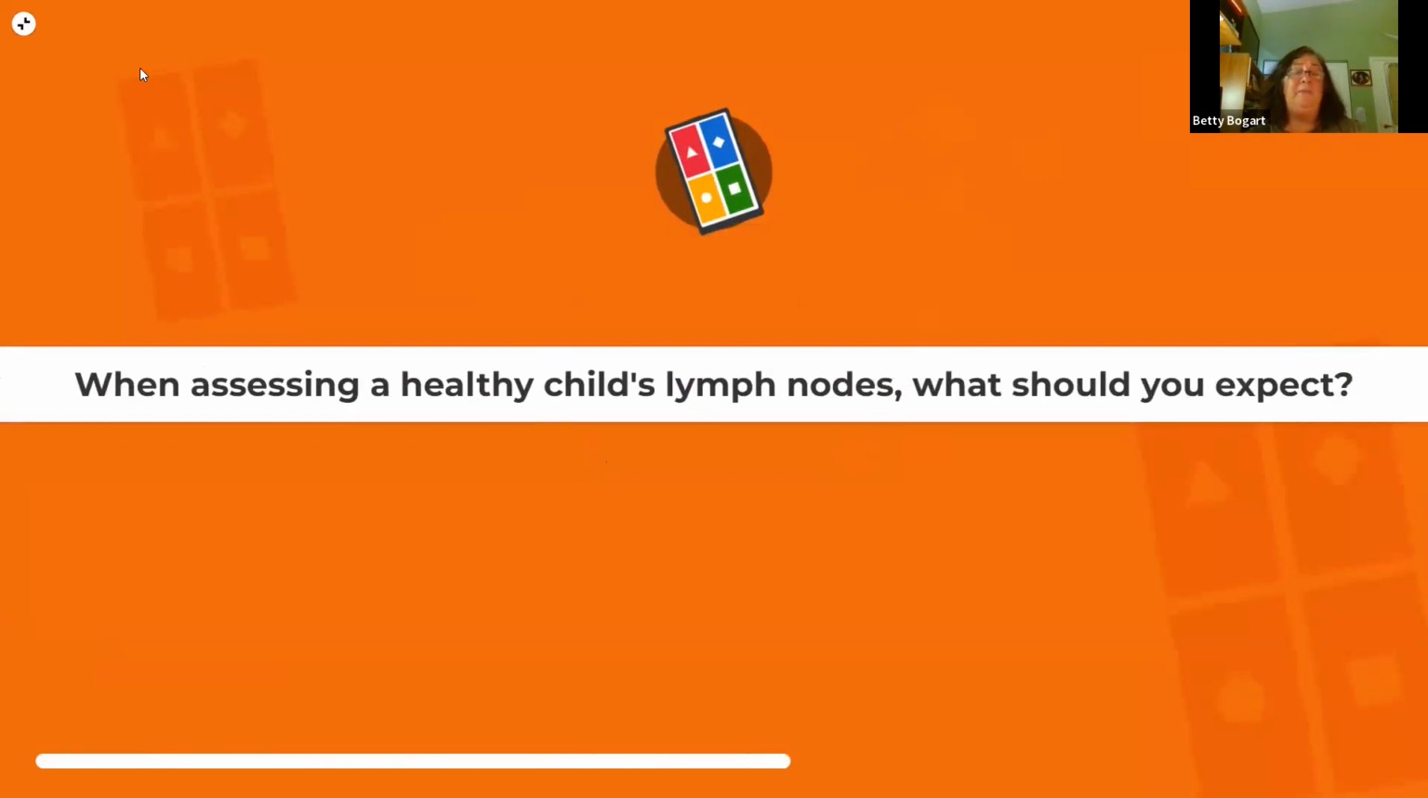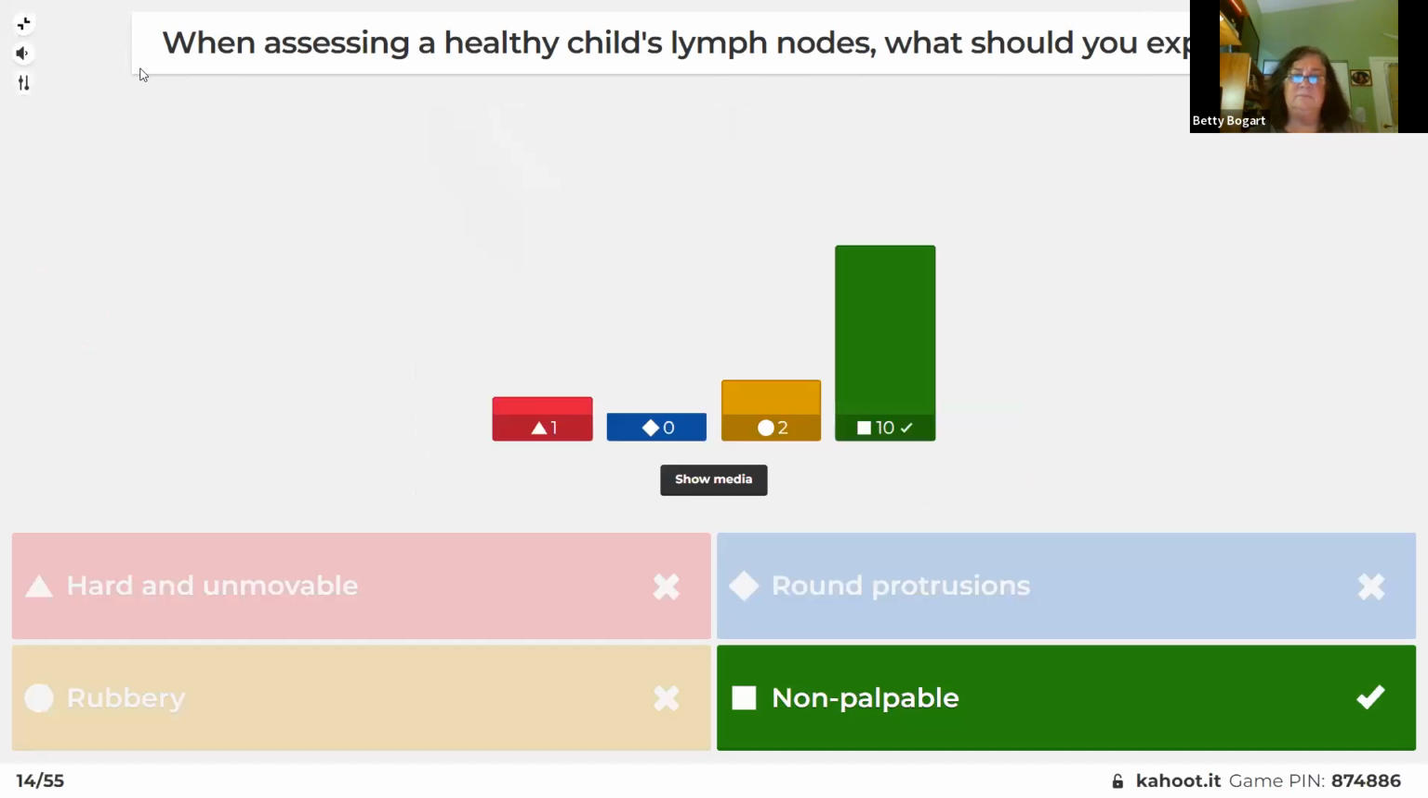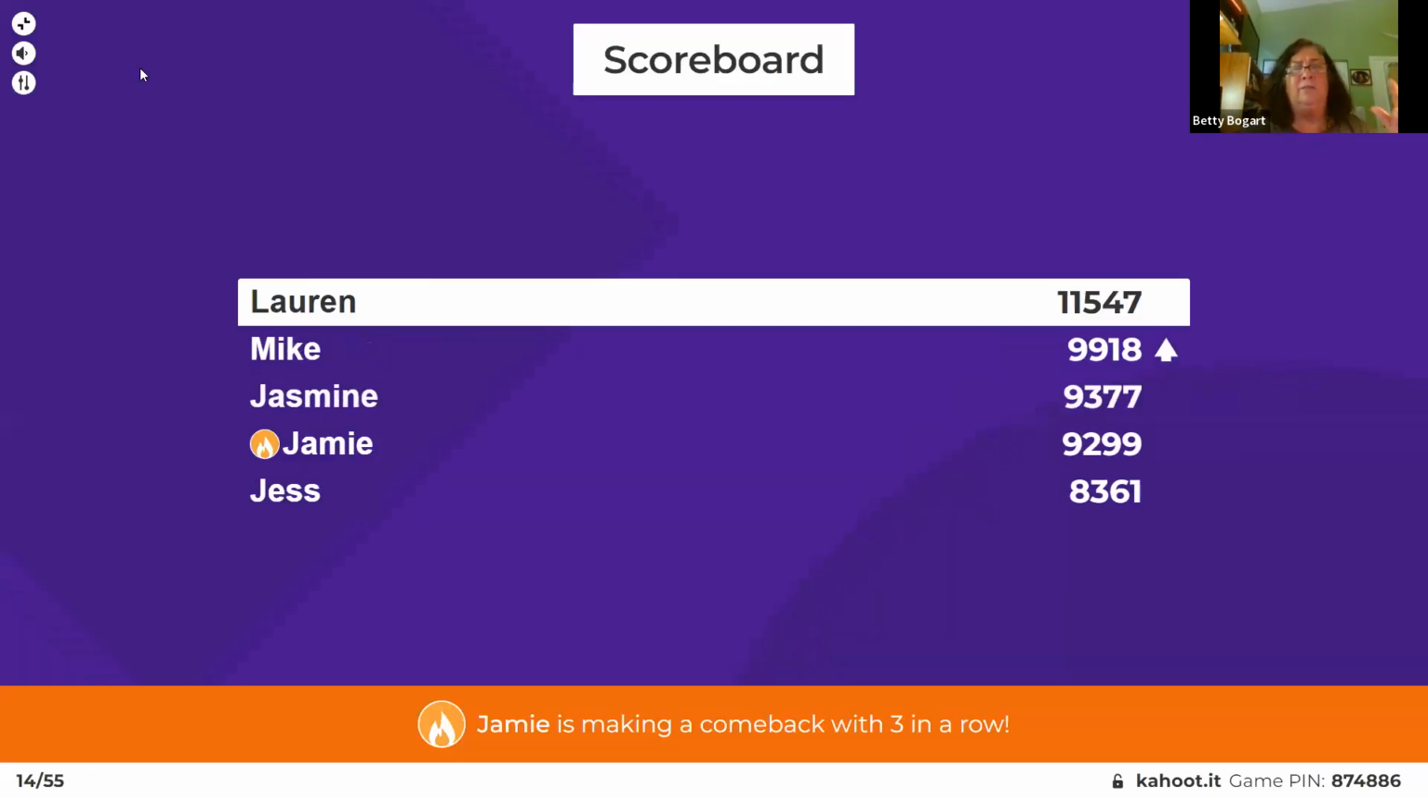When assessing a healthy baby's lymph nodes, what should you expect? So you're feeling those lymph nodes if you're not tickling them. What should you feel? Or not? A healthy baby, you should not be able to feel lymph nodes at all. Those lymph nodes become swollen when they're ill with an infection. So normally, no lymph node should be felt, okay? If there is, there's a problem.